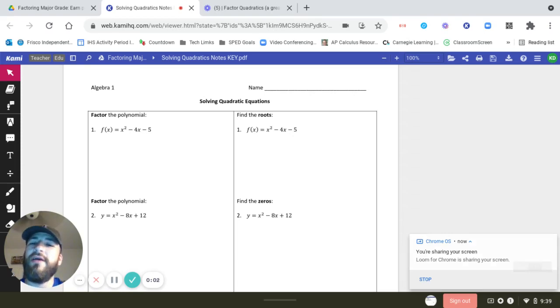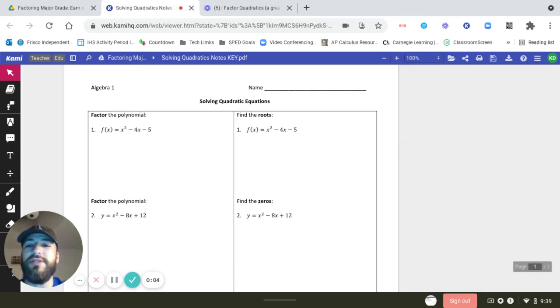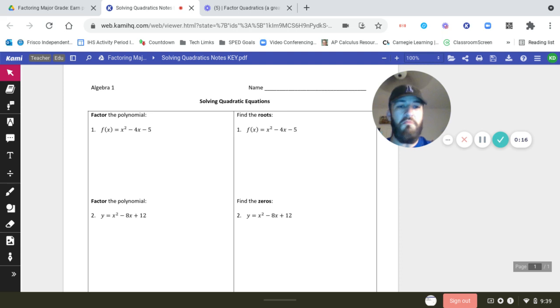Hey y'all, today I'm going to be talking about solving quadratic equations. So we've already learned how to factor quadratic equations, but factoring quadratic equations is really the first step to then be able to solve those quadratic equations. So we're going to focus, and it's really just one little extra thing. It doesn't take a lot of extra work.